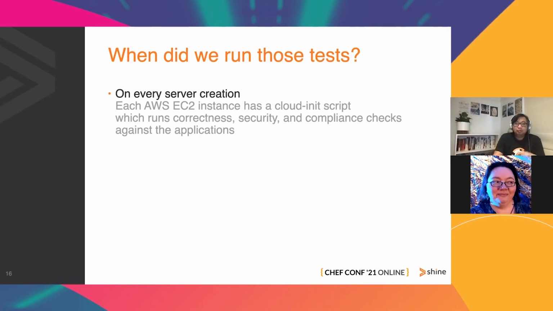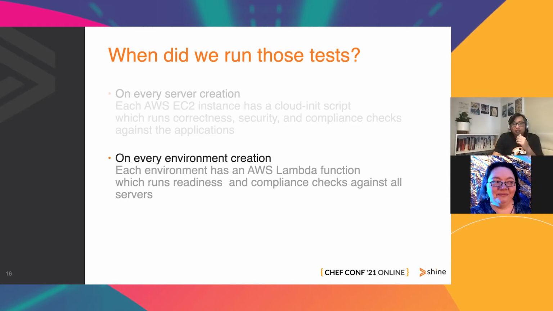tests as well. So it's checking the readiness of the application, the security setting of the application, the compliance, the organizational compliance for everything on that application running on the server. And then again, for the next layer, there are some checks that are more suitable for the whole environment, checking the multiple servers that are running within that environment. So we introduced an AWS Lambda function to then execute these various checks across multiple resources within the environment.